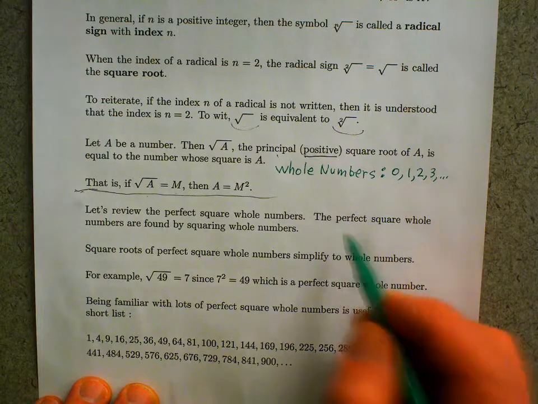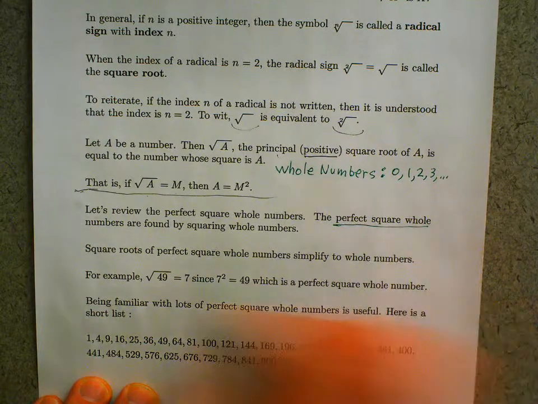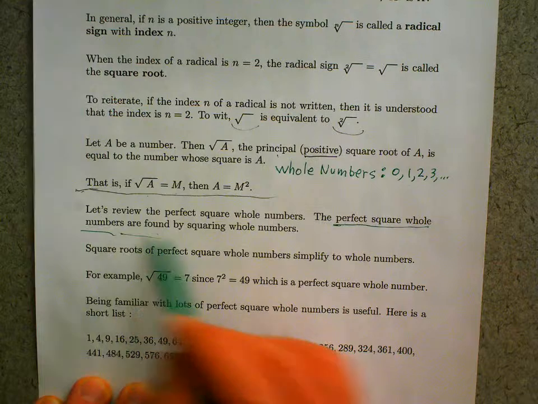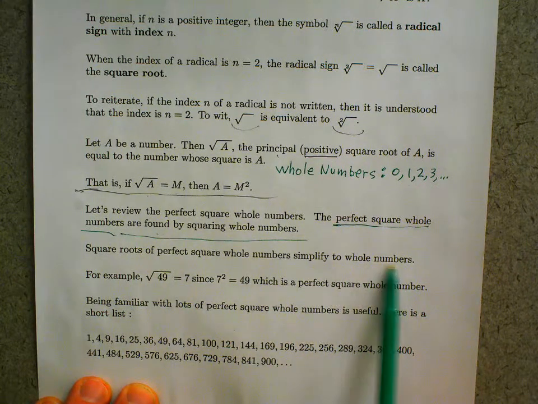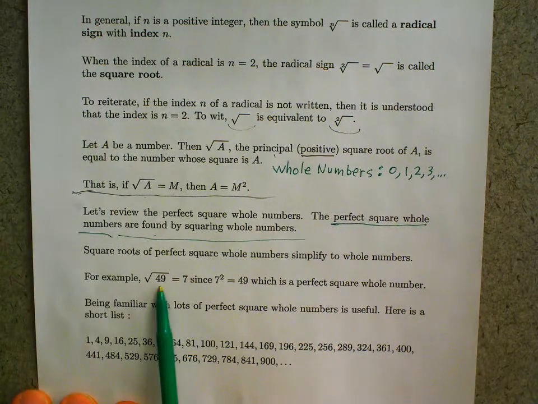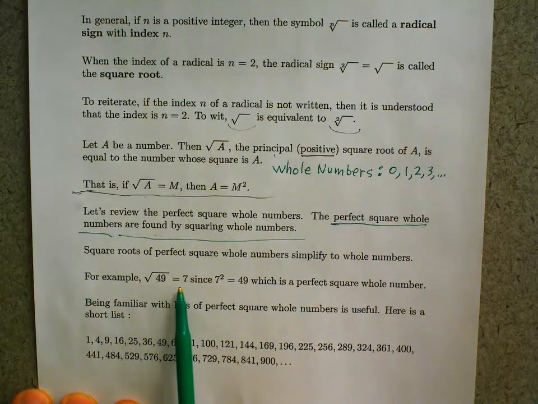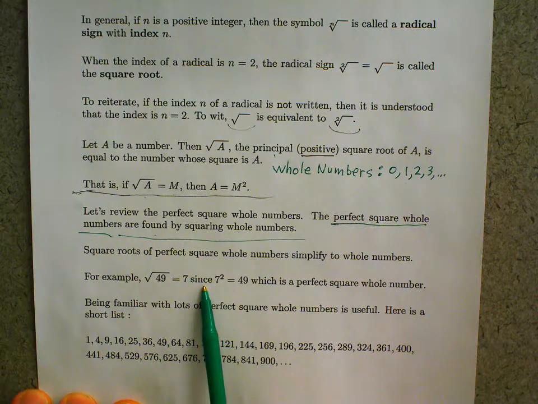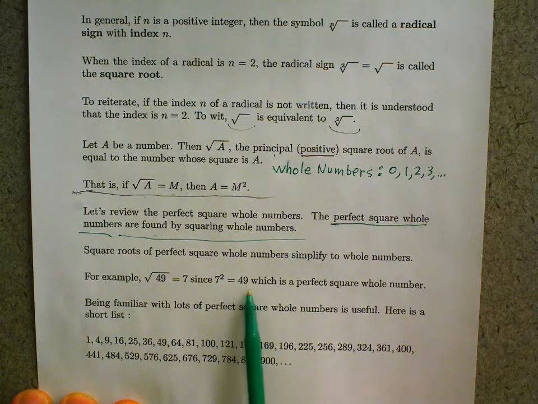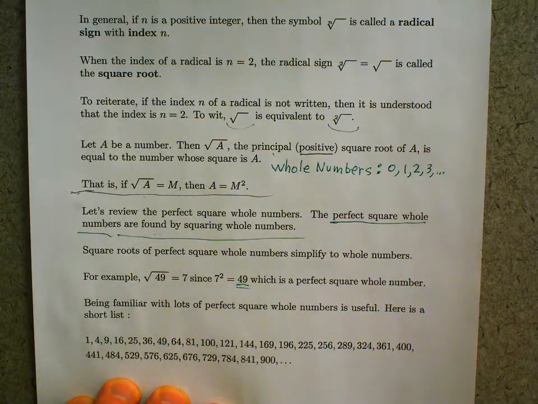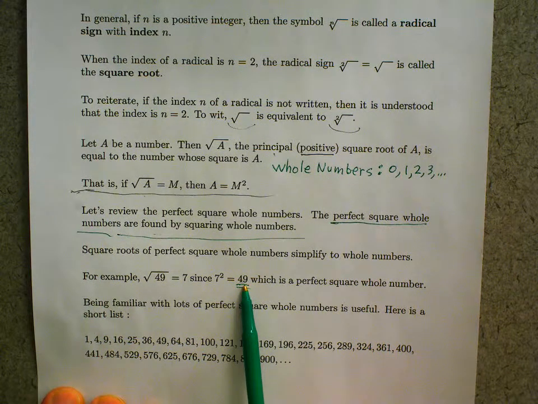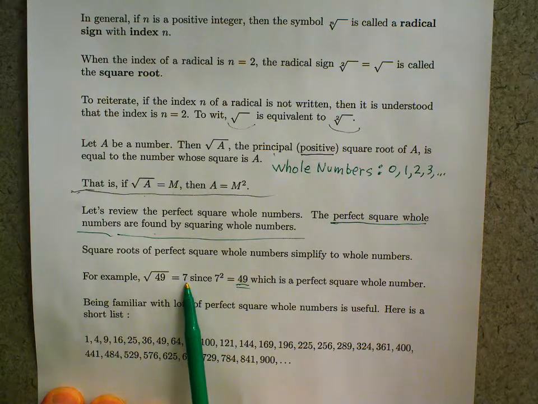Okay, and the perfect square whole numbers are found by squaring whole numbers. Square roots of perfect square whole numbers simplify to whole numbers. For example, the square root of 49 is equal to 7, since 7 to the second power equals 49, which is a perfect square whole number. So we refer to 49 as a perfect square whole number because its square root is a whole number, which is the whole number 7.